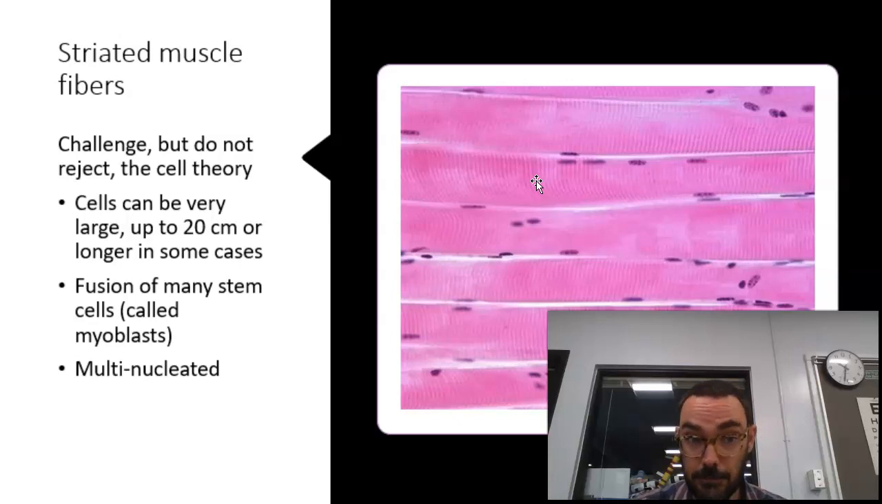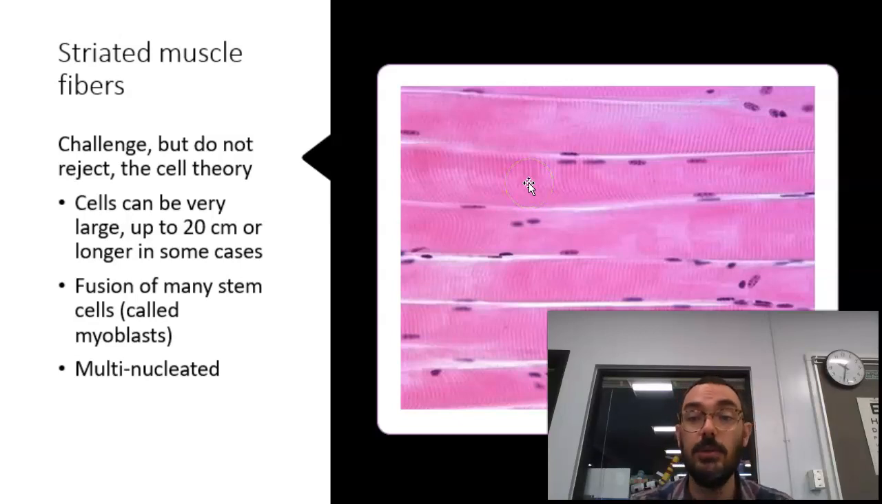But does it reject the cell theory? No, because living things are still made of cells, right? So these are still cells. Does not challenge the idea that cells are the smallest unit of life, even though some cells happen to be huge. And then it doesn't challenge the idea that cells come from pre-existing cells. So we're still in good shape. So the cell theory holds up even with this strange example.